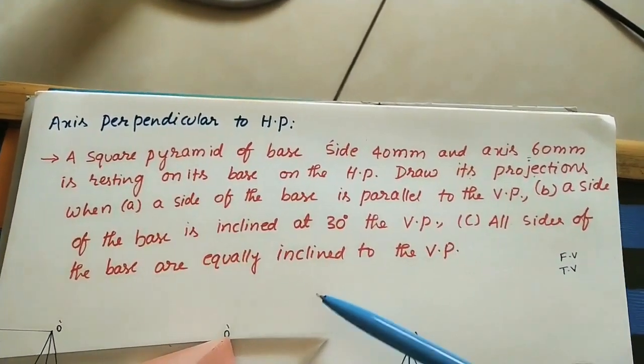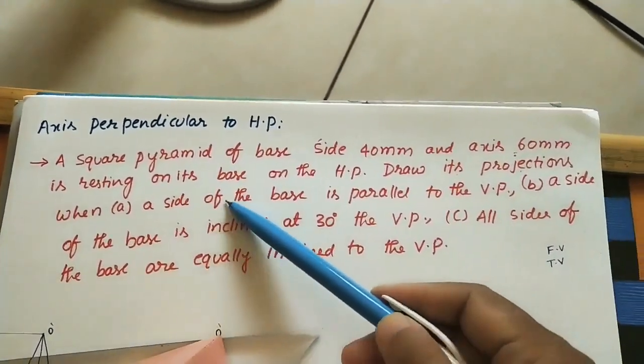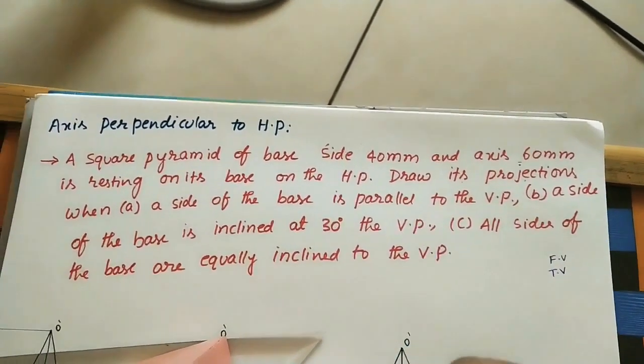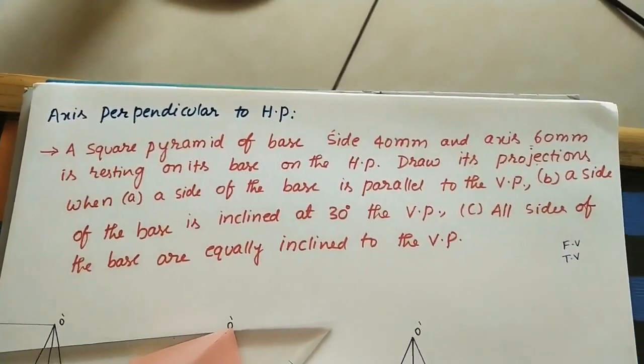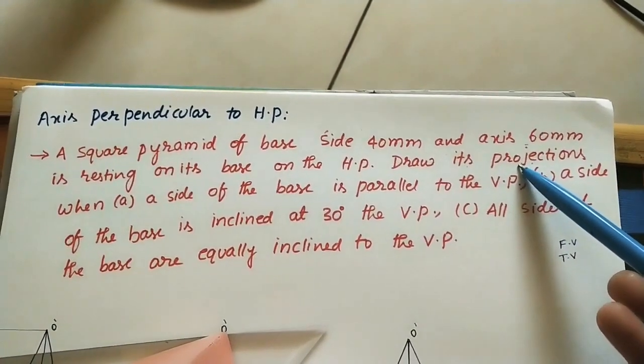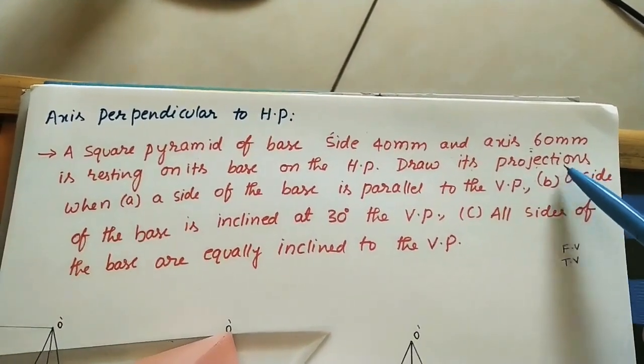In it, we need to do the projections of the given square pyramid in all the three cases: A, B, C. Let us do the projections. As you know, projections means the front view of the given object and the top view of the given object. Two views we are doing in the projections. Here, which is the given solid?